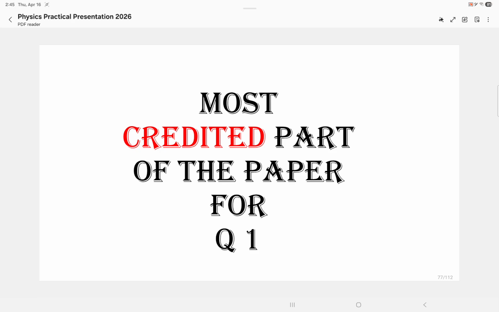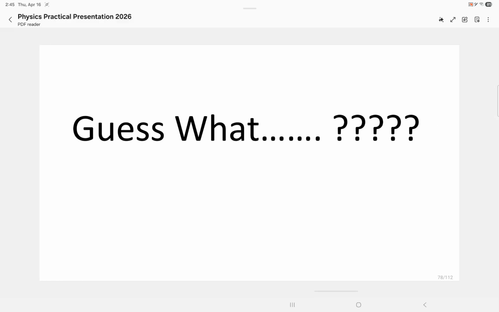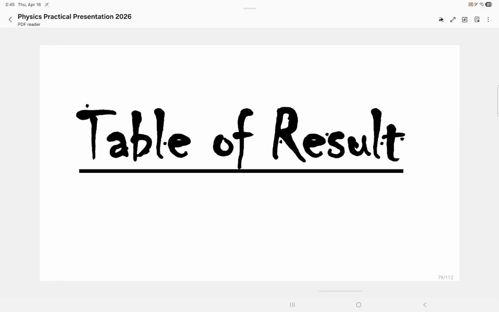For question number 1, the most credited part of the paper, any guesses? Obviously I cannot hear you right now, but yes, it is the table of results, TOR, or I used to call it Thor. You remember the Marvel character Thor, a huge muscular one with the hammer. Same way, the TOR, table of results, is a huge part of question number 1 where you can gain most of the marks.